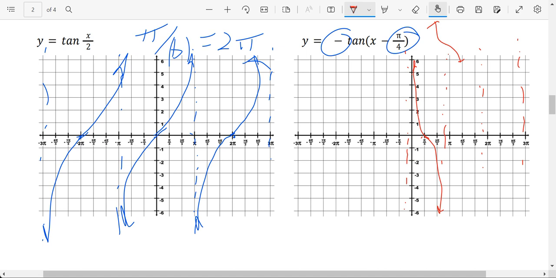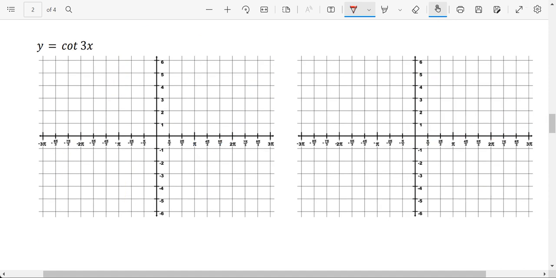Looking like that. And then around there as well. Cool, cool. And then also pi over 4, so around there. So all your intercepts just go to the right pi over 4-ish, right? Now this one's going to be a little tricky to draw due to the graph, and just follow along here.